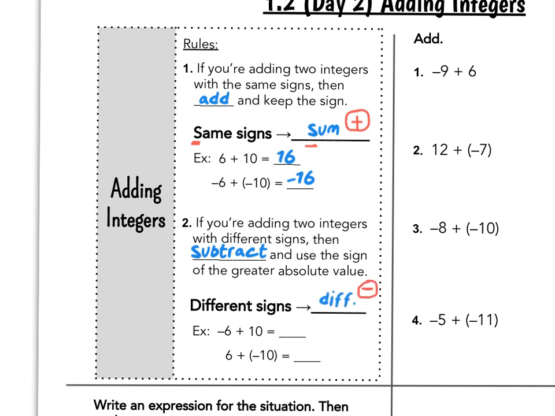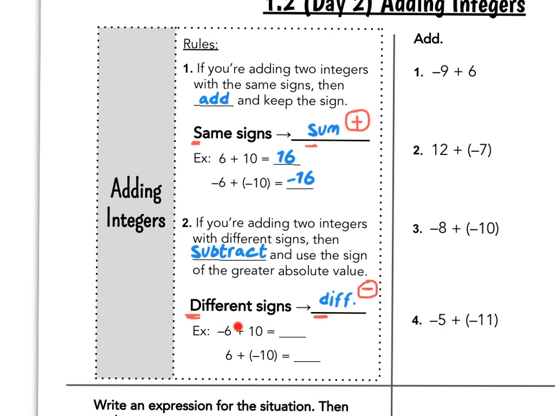So here we're going to write, abbreviate difference, and then put a negative sign and circle it. And just remember that saying is easy to remember because they both start with a D. Different signs, you find the difference. Okay, so let's look at the examples.